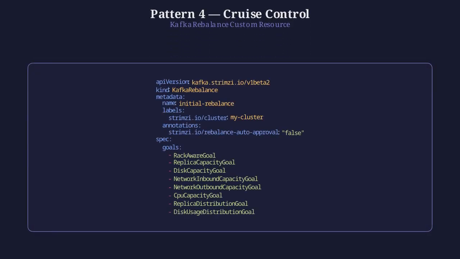MirrorMaker 2 replicates topics, consumer groups, and ACLs between clusters, protecting against the loss of an entire region. In the active-passive topology, MirrorMaker 2 continuously replicates data from the primary cluster to a standby DR cluster. On failover, DNS or a load balancer redirects producers and consumers to the DR cluster. The identity replication policy keeps topic names identical. Consumers need no reconfiguration on failover. sync.group.offsets.enabled means consumers restart close to where they left off.